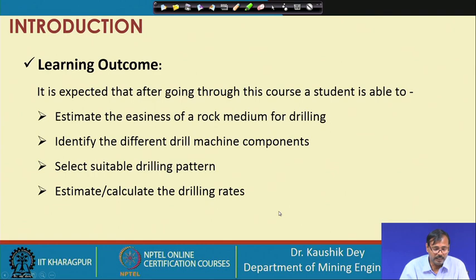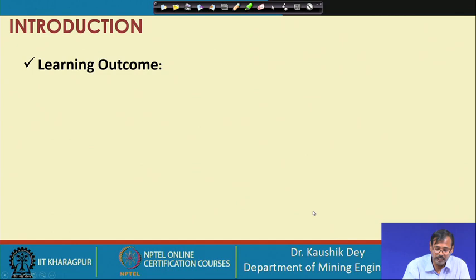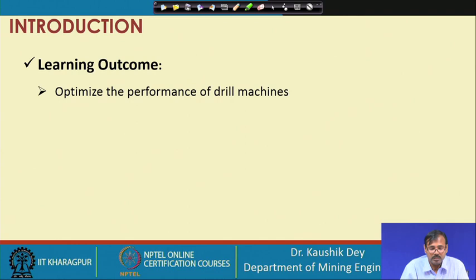And this is important: he should estimate and calculate the drilling rate, so that he can schedule the drilling job, schedule the manpower requirement, and schedule the drill machine allocations in the different places. That is why this drilling rate estimation is very, very important. Optimization of the performance of the drill machines is also very important, and this can be done only by selecting a suitable machine for a suitable rock type.